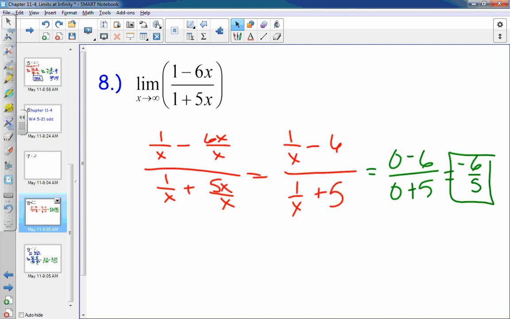What does x over x reduce down to? Yep. Make sure you're checking your answers in the back of the book as you do them.